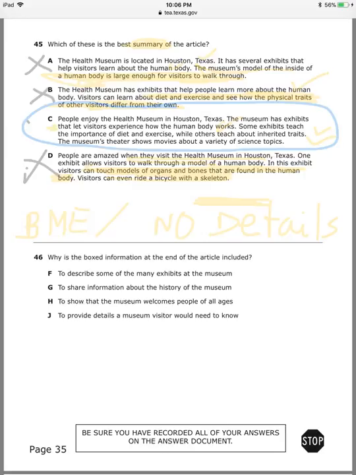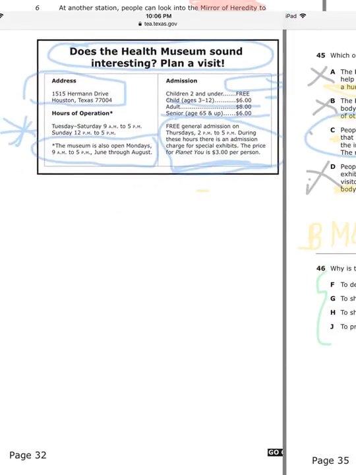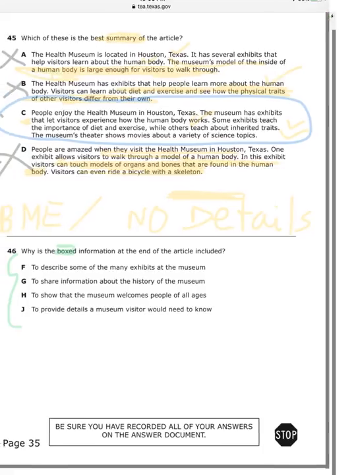Why is the box information, the table at the end, included? Well, because you need to know how much the ticket is, where it is, if you want to visit it, and when you can go, no? So now that I have an idea in my head, I'm going to check my choices. And maybe I went over that very fast, so I'm just going to show you again the table. So the table is giving me where it is, when it is open, and how much the ticket costs, in case I want to go, right?